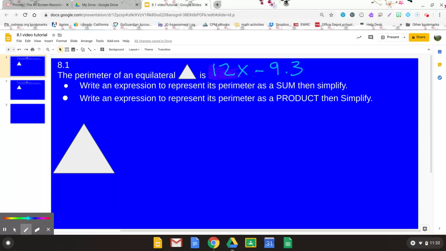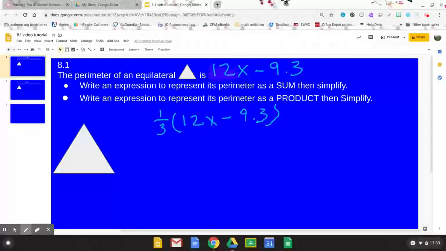Okay, so now we have a perimeter of 12x minus 9.3. So I want to know what each side of the triangle is. So I'm going to multiply 12x minus 9.3 by 1/3. So 1/3 of 12x is 4x, minus 1/3 of 9.3 is 3.1.